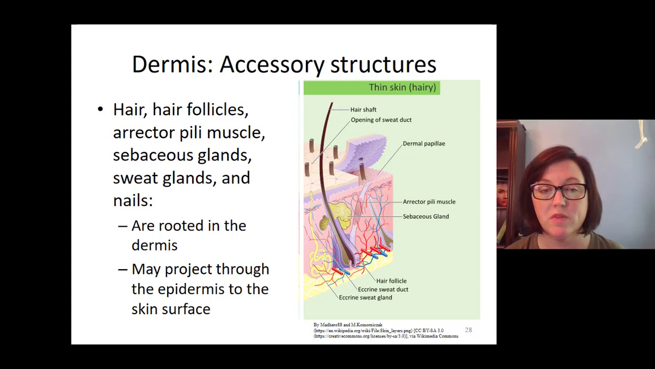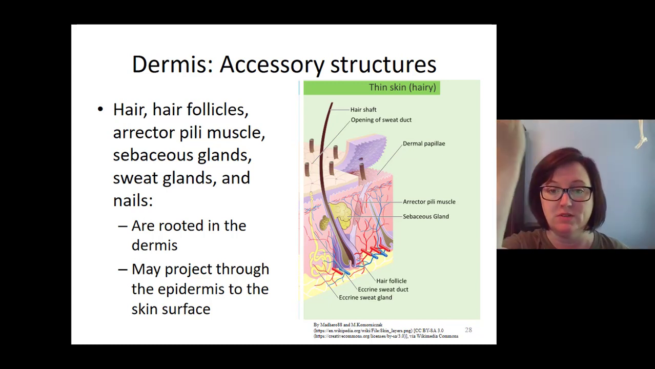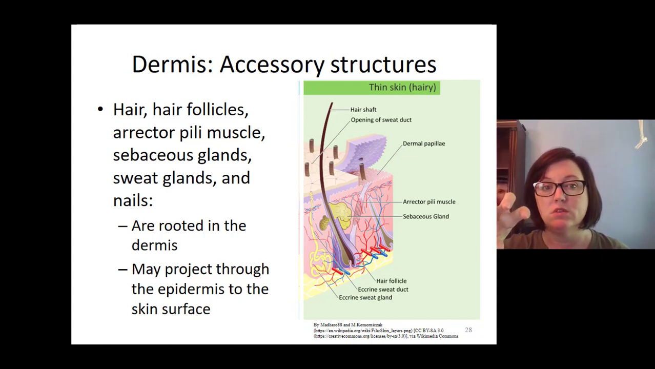So now I want to take a look at some of the other things that we find in the dermis, so what we can call accessory structures. These include hairs, the roots of hairs called hair follicles, that erector pili muscle, sebaceous glands, sweat glands, and nails. All of these are rooted in the dermis, so they all start in the dermis, but many of these project up through the epidermis to the surface of the skin, right? For example, hairs and the hair follicles are rooted in the dermis, but the hair itself will project up through the epidermis and out to the outside surface of skin.